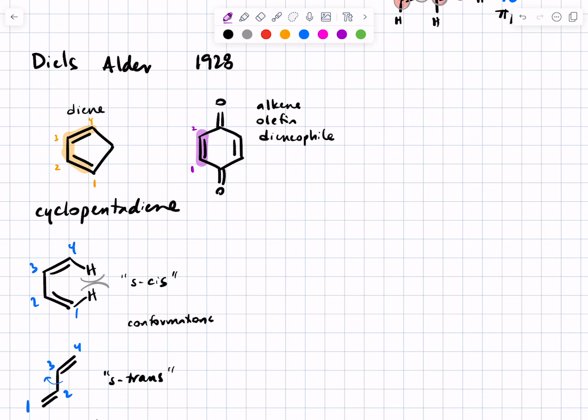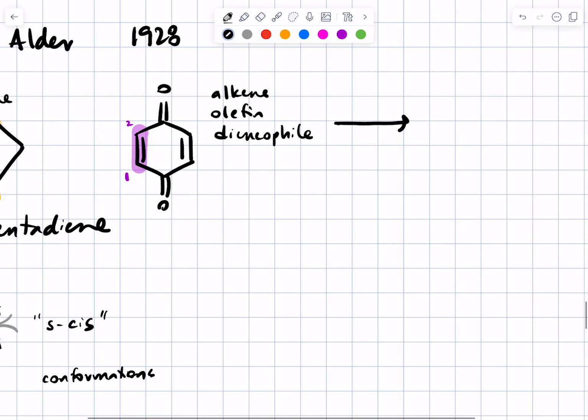Diels and Alder discovered that if you bring these two molecules together and you react them with heat. So the symbol for heat in organic chemistry is the Greek letter delta. I do not know why, other than that if you use your imagination, it looks like fire.